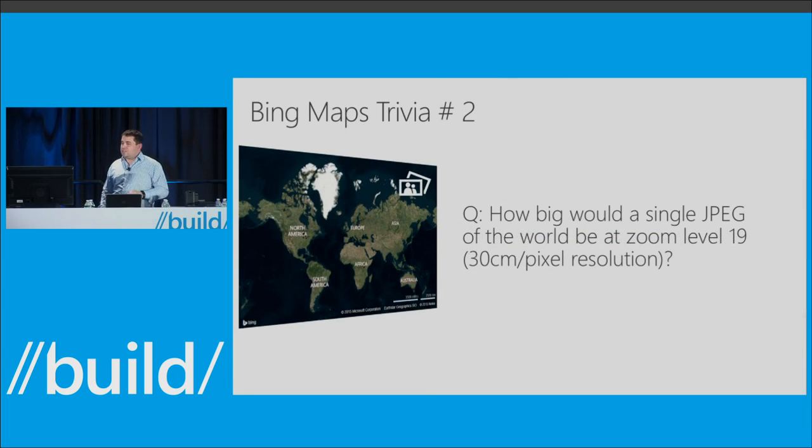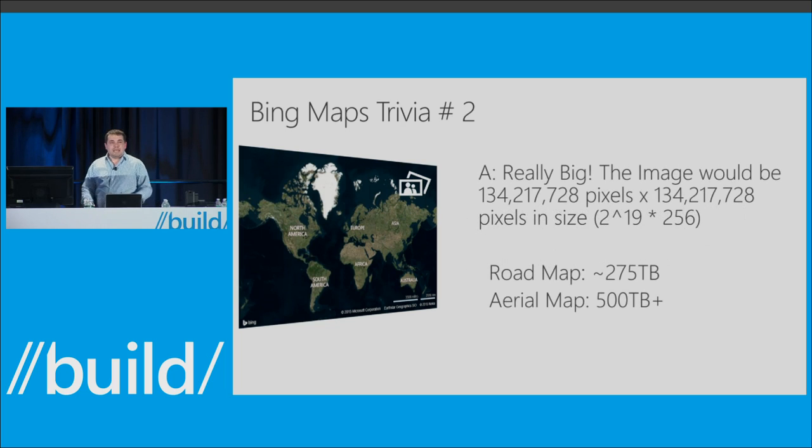All right, trivia question number 2. How big would a single JPEG of the world be at zoom level 19? At zoom level 19, we've got 30 centimeter resolution imagery. So anyone got a guess? No? It's really big. The image would be hundreds of millions of pixels, or actually probably a lot more than that. It's a massive image.